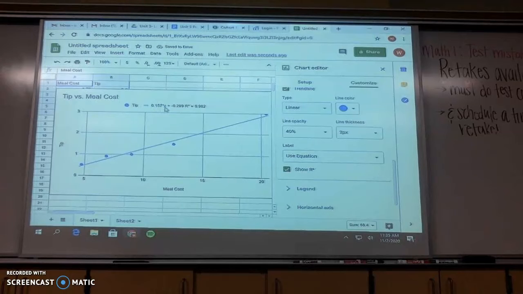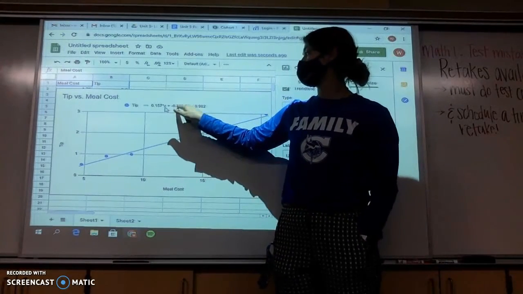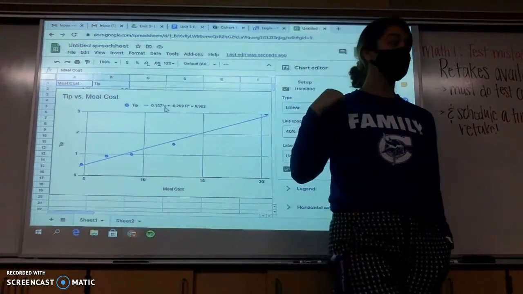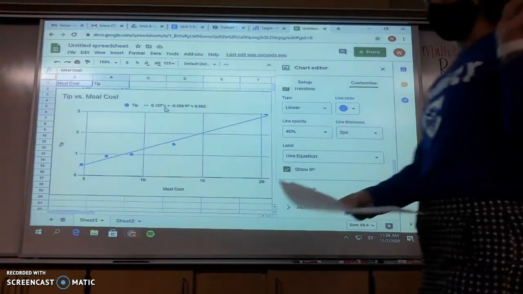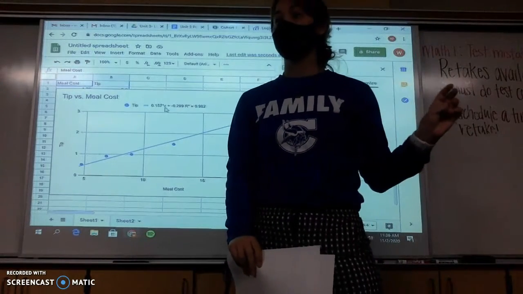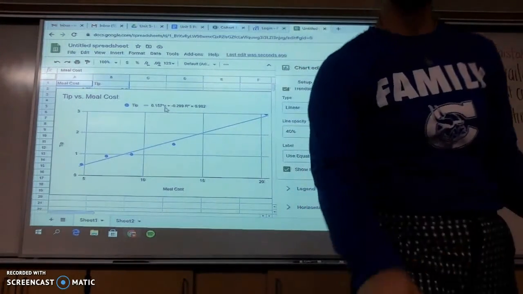0.157 times our x, which our x value in this case is $10.50. That's how much our meal costs. And then minus 0.299. And when you do that math, you should get the answer. A waiter will expect $1.35 for a tip.